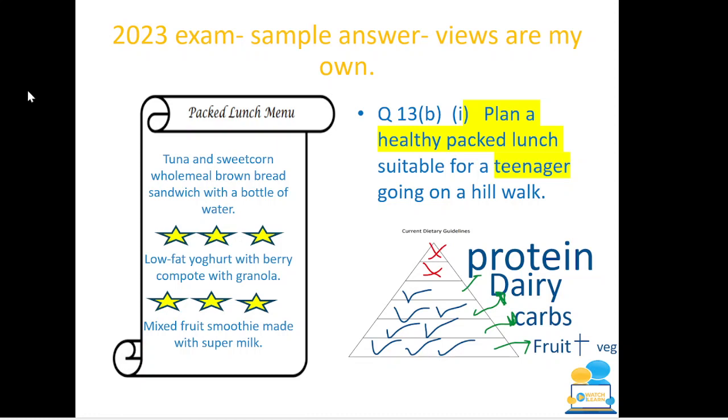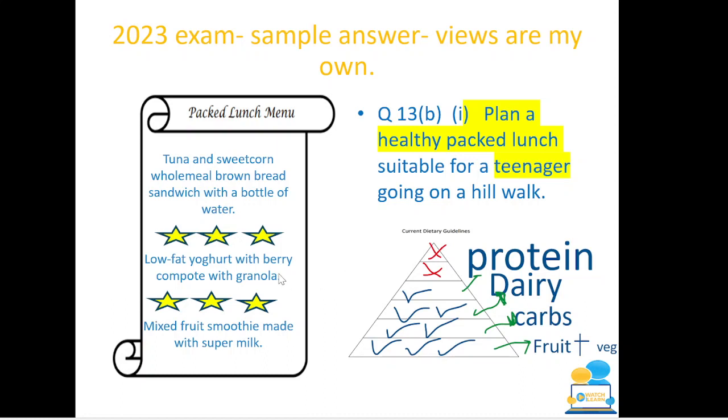So they've been super nice here, and they've actually put the little scroll there, so you just need to fill it in, okay. So I've written down tuna and sweet corn wholemeal brown bread sandwich with a bottle of water, because I thought that would be handy enough to eat when he's out and about. I've put my stars to differentiate between my courses. I've gone with a low-fat yogurt with berry compote and granola, and I've distinguished again between my courses with my stars. Okay, I've gone with a mixed fruit smoothie made with super milk.